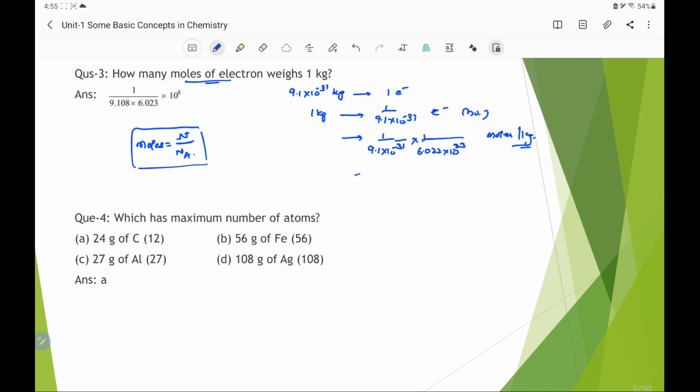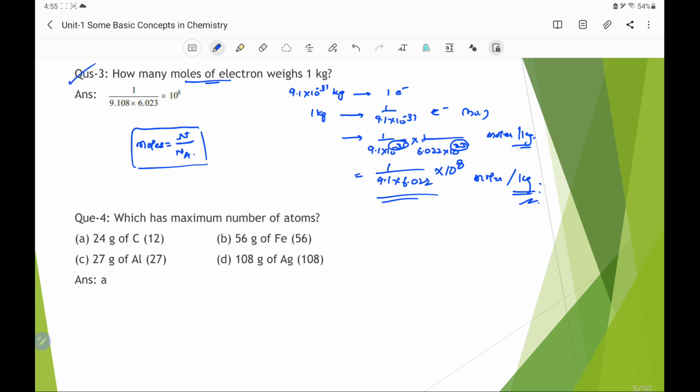So it will be equal to 1 by 9.1 into 6.022, and this 23 and minus 31 will be minus 8, and it will be written as 10 to the power 8 if we take it in the numerator. So these are the number of moles per kilogram. Hence this option is the correct answer.